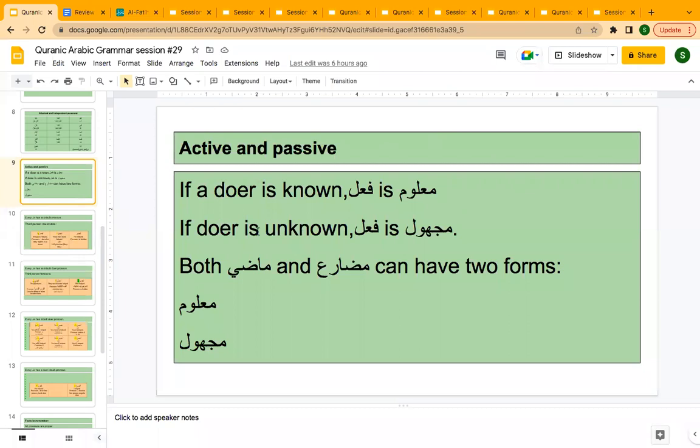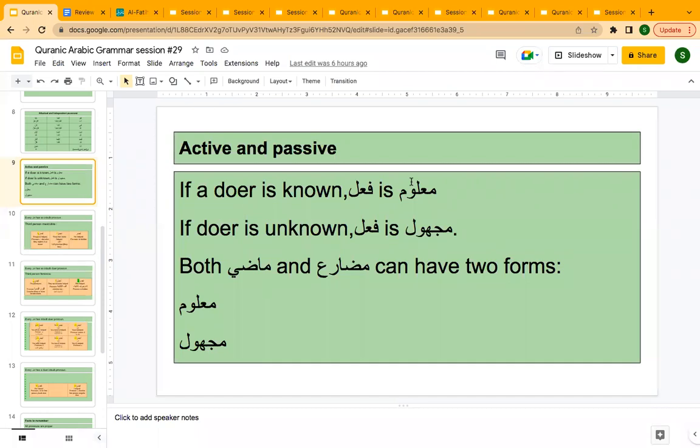So if the doer of a fail is known, then your fail is called ma'loom. What do you think is the root letter of ma'loom? From ilm, very well done. So if you have the knowledge of the doer, which means if your tense is active, then your fail is going to be fail, madi, ma'loom. Everyone with me so far?